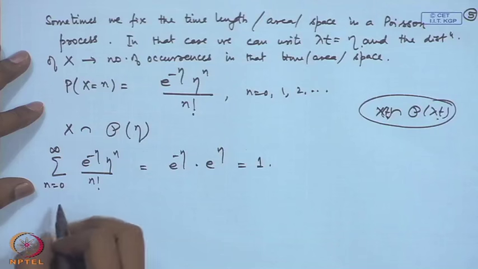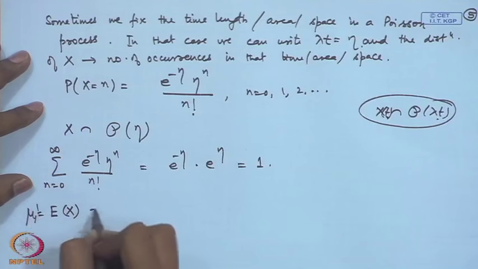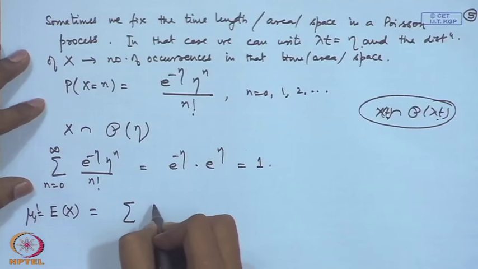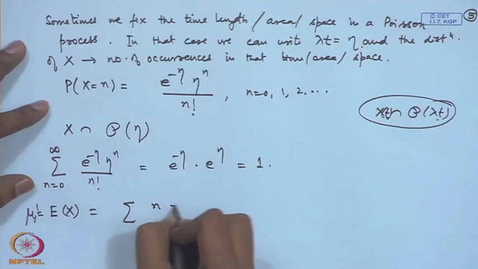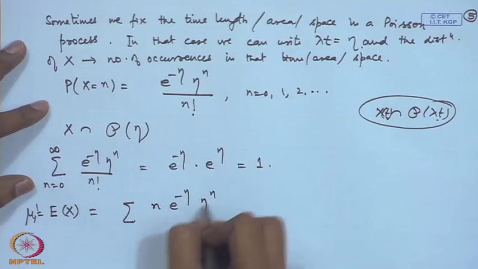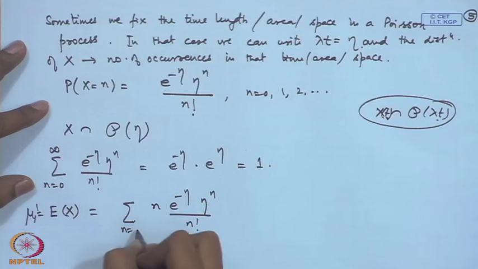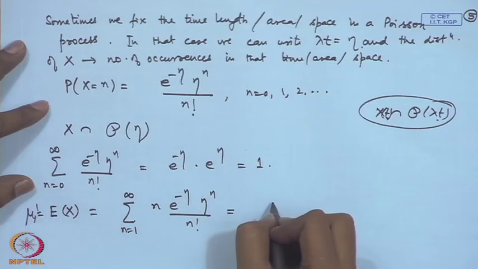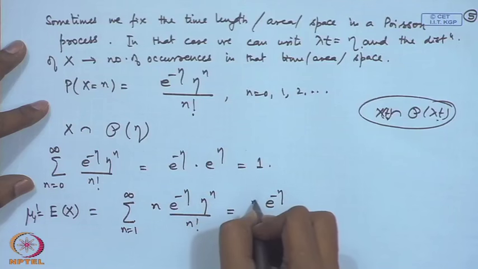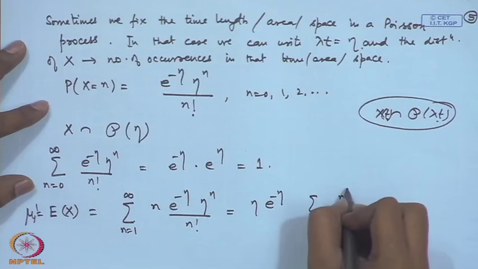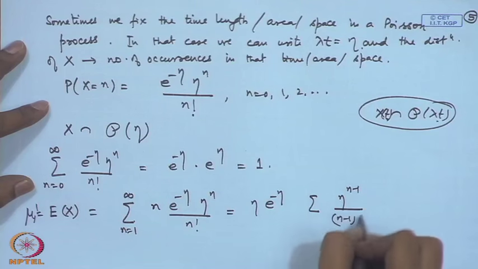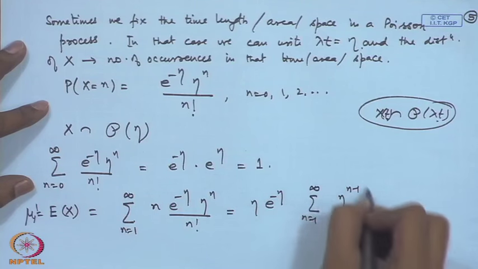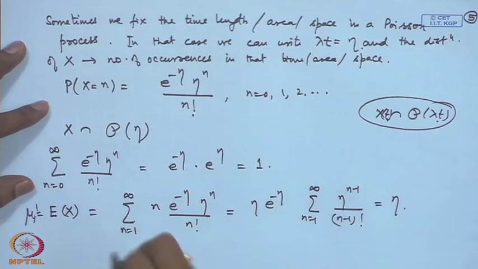If we want to consider say moments etcetera, say mu 1 prime, then that is equal to sigma n e to the power minus eta, eta to the power n by n factorial. Now, at n is equal to 0, this will vanish. So, we can consider n is equal to 1 to infinity. So, this is e to the power minus eta, and eta I can keep out. So, it is becoming simply eta to the power n minus 1 by n minus 1 factorial, which is again e to the power eta. So, it is simply eta. So, the mean of the distribution is actually eta.